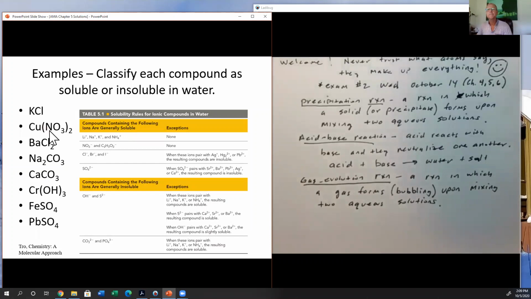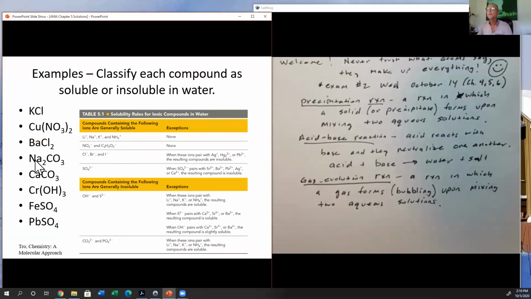Copper nitrate. What do you think? Soluble or insoluble? Soluble, right? Again, the nitrate ion, here it is. Always soluble, no exceptions. So it doesn't matter what the cation is. If you see a nitrate in it, it's going to be soluble. Barium chloride. Soluble, yeah. Why? Here's chlorides. And do you see barium over here as an exception? No, right? So that tells you that this is also soluble.